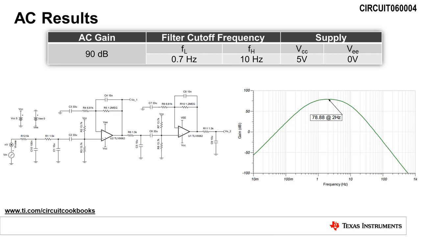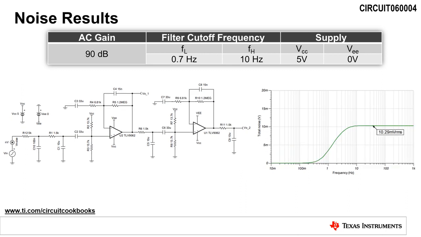To increase the AC gain, the pole location would have to decrease for the high-pass filters and increase for the low-pass filters. This, however, will increase the noise of the circuit because the bandwidth increases. Given this trade-off, we decided to leave the gain as 78.88 dB. Performing a noise analysis on the circuit, we see that the total noise of the circuit is 10.29 millivolts RMS. One could increase the gain of the circuit if more noise is acceptable in the design.